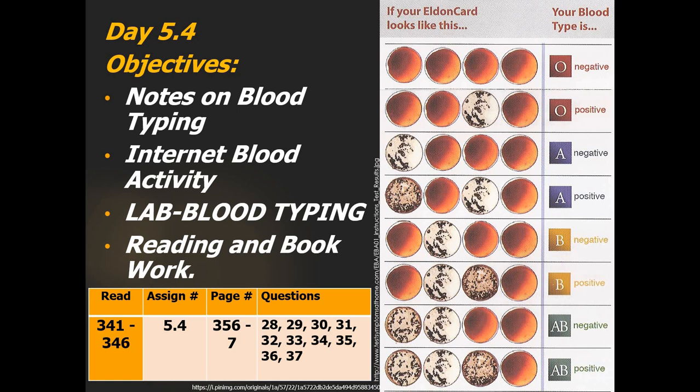We are going to learn how to do blood typing today and actually figure out what the different blood types are. We're going to do an internet blood activity that has to do with typing blood and what we need to know about it. Then we're going to go back in lab and actually do a blood typing lab. And then we're going to come back in class, grab your books, and do the book work. Okay? So that's the schedule for today.